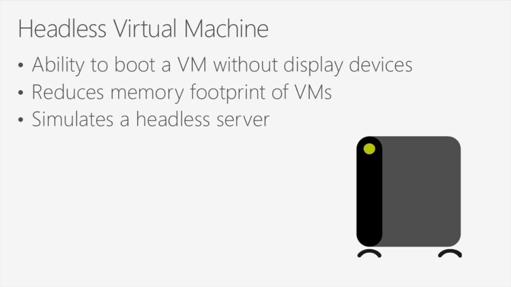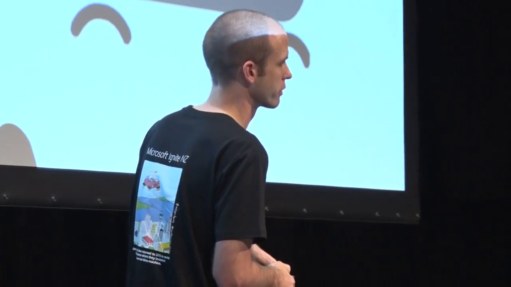This is actually really useful if you're running Nano in a virtual machine. You can not waste memory starting up a graphics adapter. On a standard virtual machine, we spend about 10 meg of memory on the graphics adapter. You can go through and say, I'm never going to look at the screen for this. Get rid of that graphics adapter.